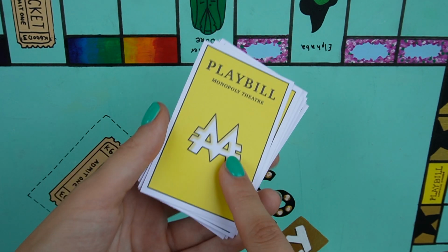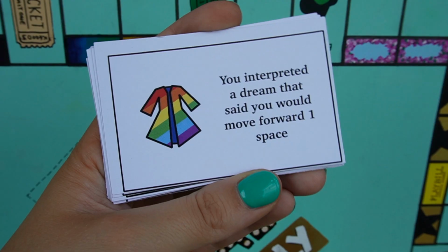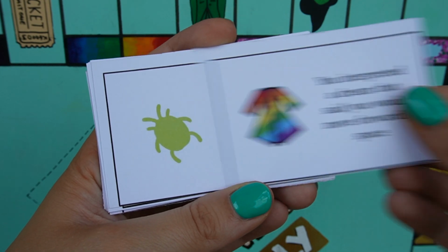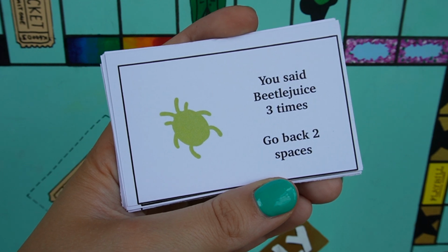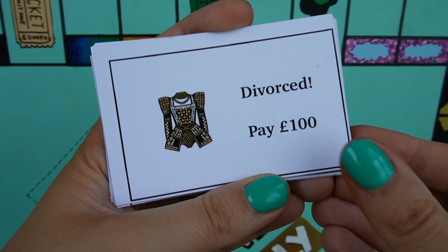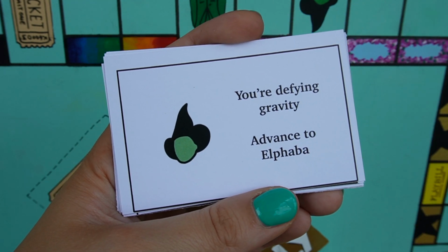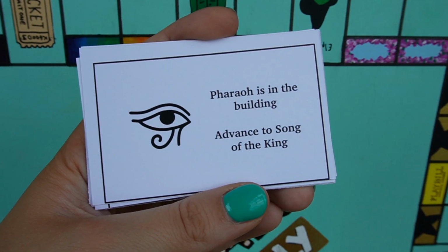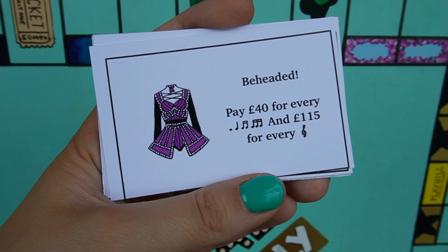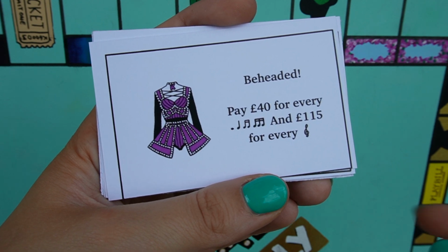I'm going to start with the Playbill ones. There's 16 of each. I'm just going to quickly read through all of them. So first we have, you interpreted a dream that said you would move forward 1 space. You said Beetlejuice 3 times, go back 2 spaces. Divorced, pay £100. You're defying gravity, advance to Alphaba. Pharaoh is in the building, advance to Song of the King. Beheaded, pay £40 for every house and £115 for every hotel.